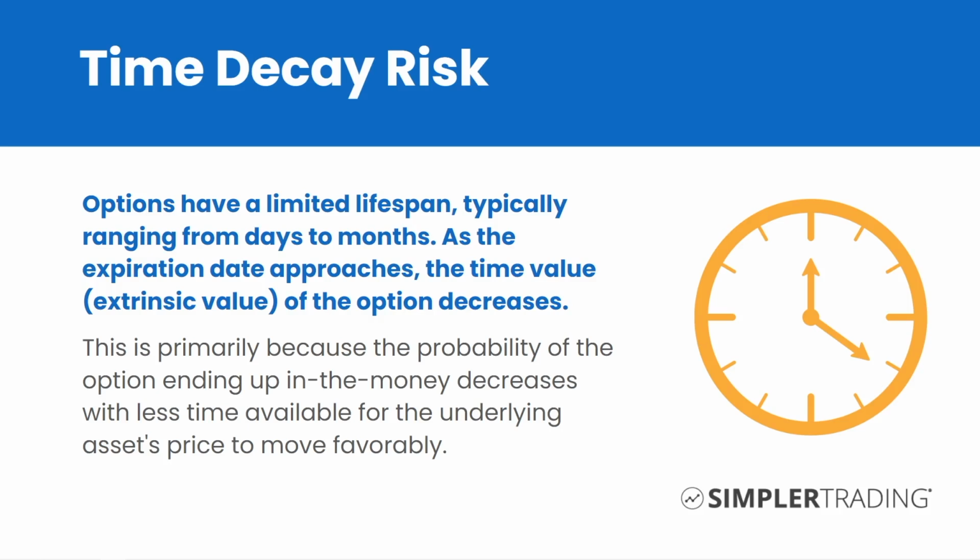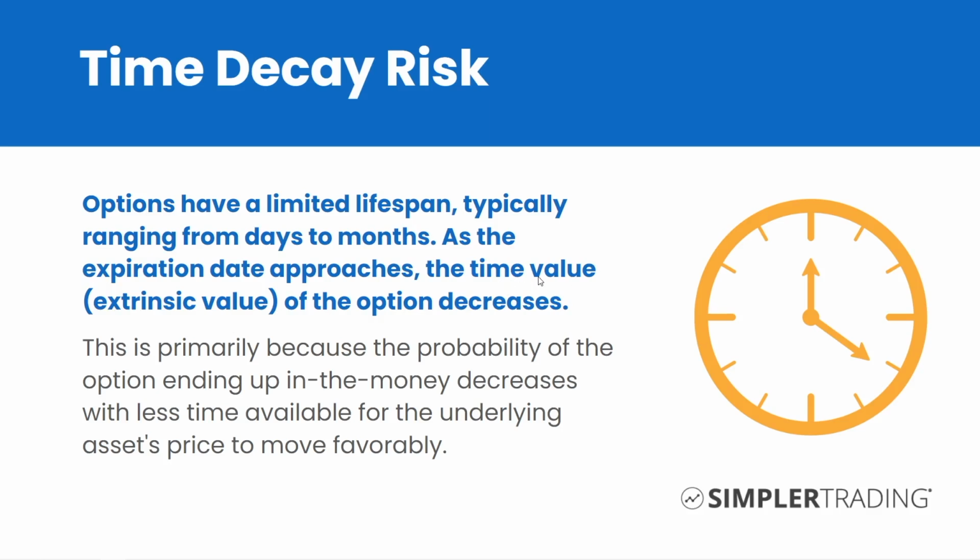time decay. As the expiration date approaches, the time value, which is the extrinsic value, right? That's what it's sometimes referred to as, of the option decreases, right? The less time you have until expiration, the less probability that the underlying price can move either in or against your favor. And either way, that chips away at that extrinsic value because you have less time value on the trade.